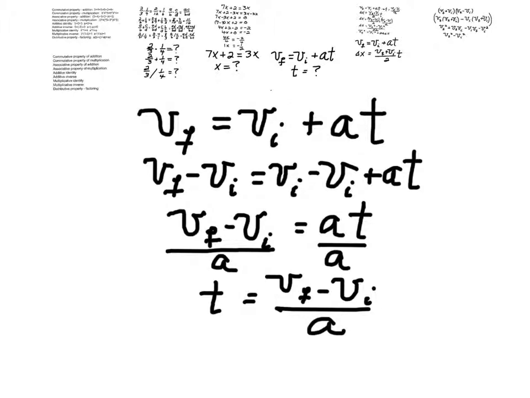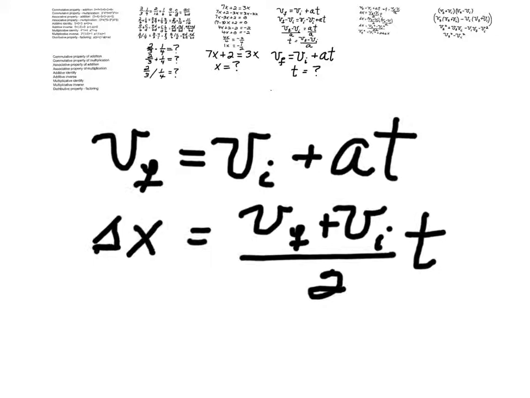And then I just change the order. I move the T to the left side, and I move this expression to the right side. And there's my solution. The time is equal to the final velocity minus the initial velocity divided by the acceleration. Okay, let's put this away and do the final problem.